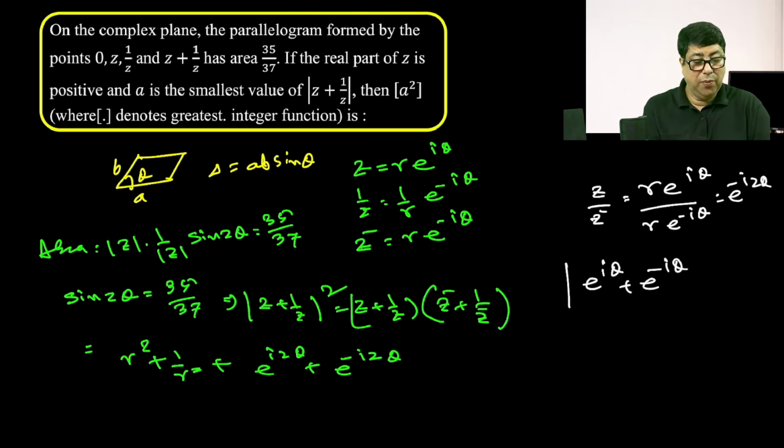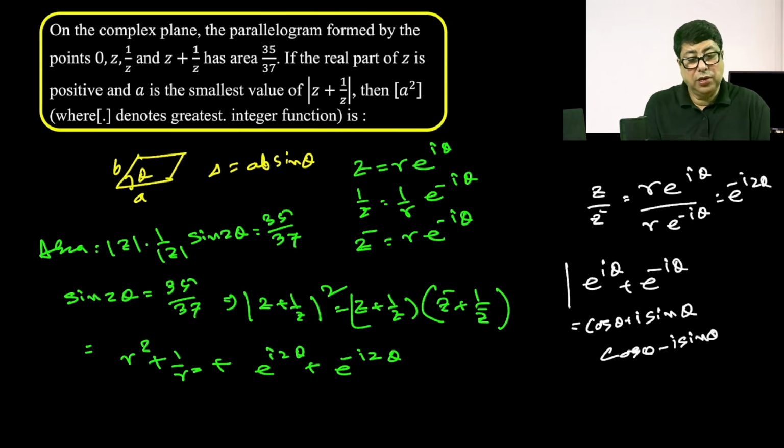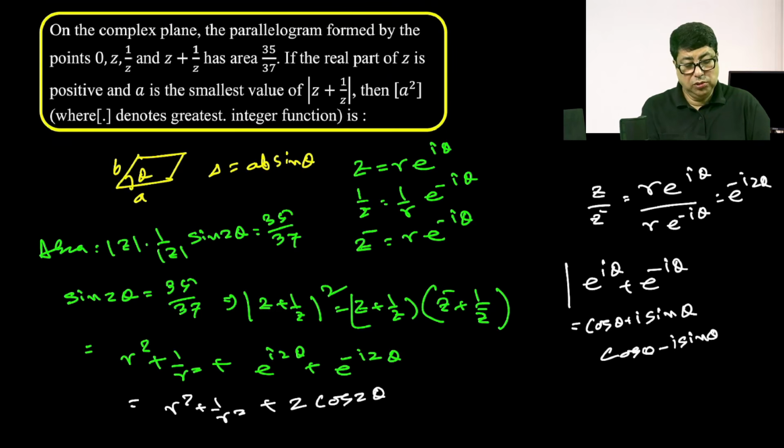We know that e to the power i theta is cos theta plus i sin theta, and e to the power minus i theta is cos theta minus i sin theta. If we cancel, we are getting 2 cos theta. Okay, so here I am writing that is coming to be r square plus 1 by r square plus 2 cos, since the angle is 2 theta, 2 cos 2 theta is coming here. This is coming to be 2 cos 2 theta.